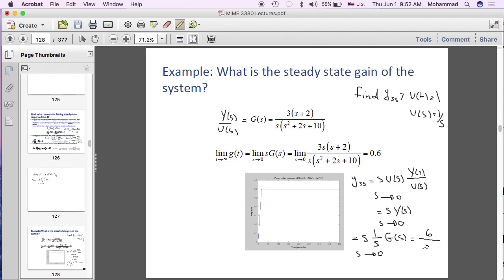0. So this tells you that y does not have a steady state number. It basically keeps growing. If you let this system run, the y value keeps increasing, so it doesn't have a steady state value. It basically goes to infinity. So y steady state, in this case, goes to infinity, which means it does not have a steady state value. So the response keeps increasing.